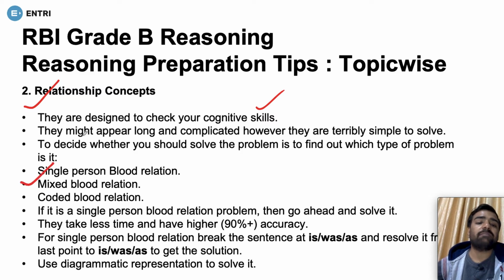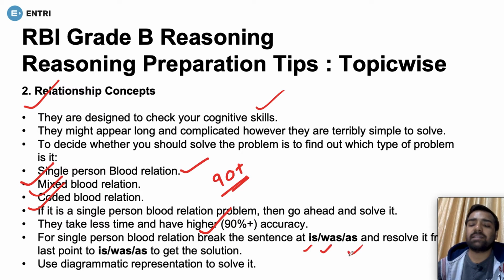They can be a single person blood relation, a mixed blood relation, or a coded blood relation. Now if this is a single person blood relation, then go ahead and solve it. They take very less time and they have a very high accuracy of above 90%. Fine. Now for a single blood relation, break the sentence at is, was, is and resolve it from the last point to is, was, is to get the solution. And again I'll say, please use the diagrammatic representation to solve it.